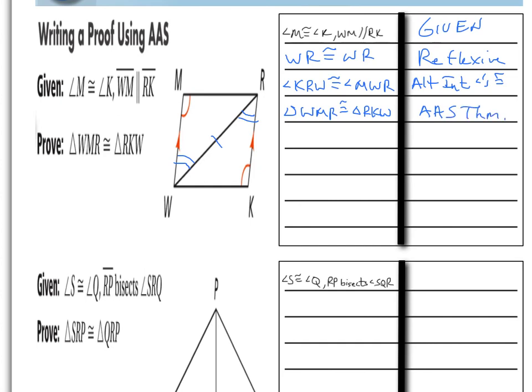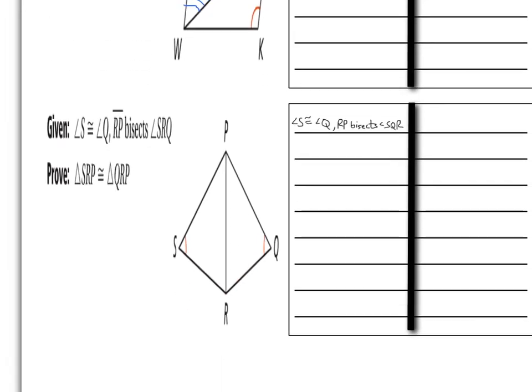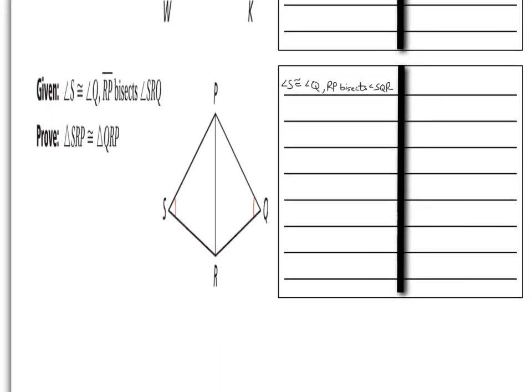Okay, all right, the second one. It gives you that angle S and angle Q are congruent. It says RP bisects angle SRQ, and it wants us to prove the triangles are congruent. So we've got that in the given. Again, if you want to go the obvious route first, we can say that PR is congruent to PR by the reflexive property. We can mark that in there.